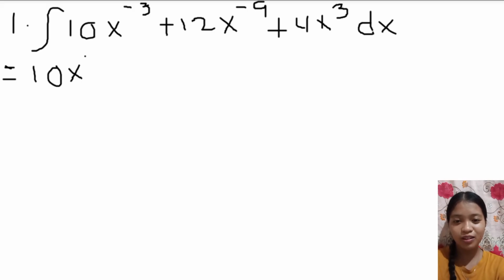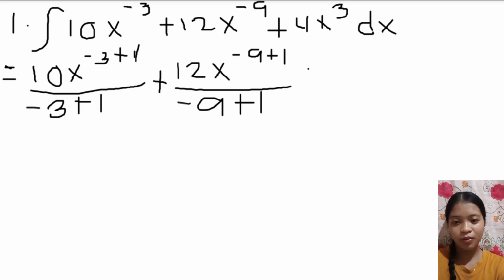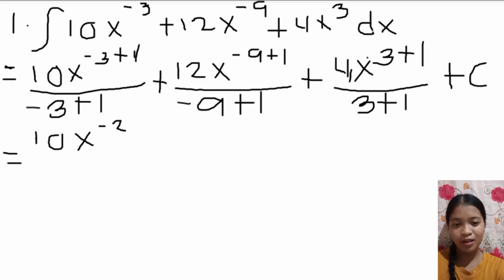But if there's nothing to rewrite, just add 1 to the exponent, then copy that exponent and put it under that term, making it the denominator. So it will be 10x raised to the power of negative 3 plus 1 over negative 3 plus 1, plus 12x raised to the power of negative 9 plus 1 over negative 9 plus 1, plus 4x raised to the power of 3 plus 1 over 3 plus 1, then plus c because we are integrating.